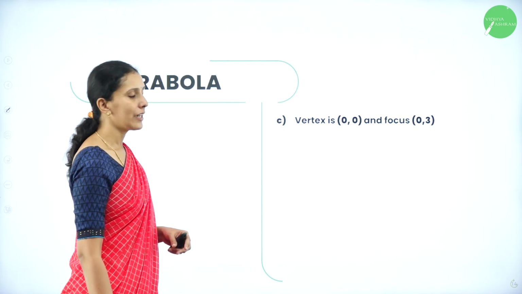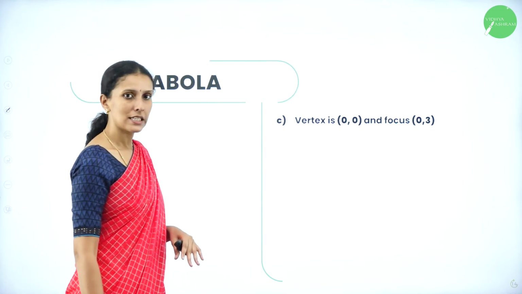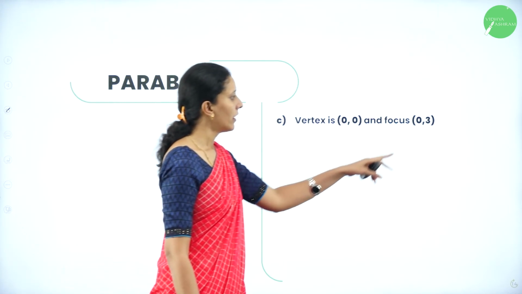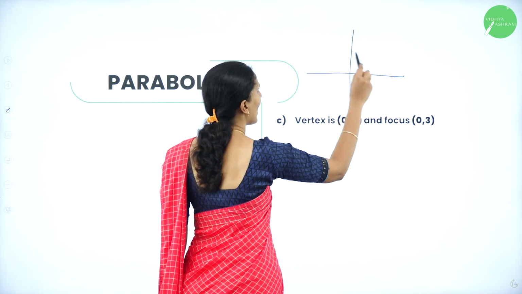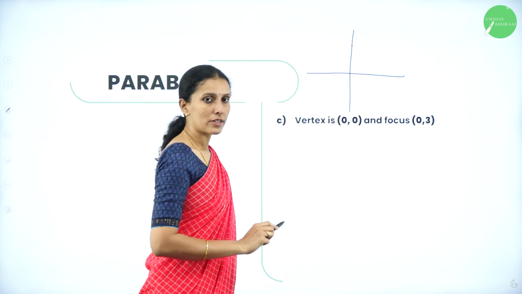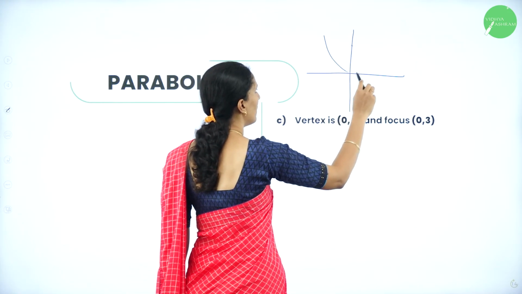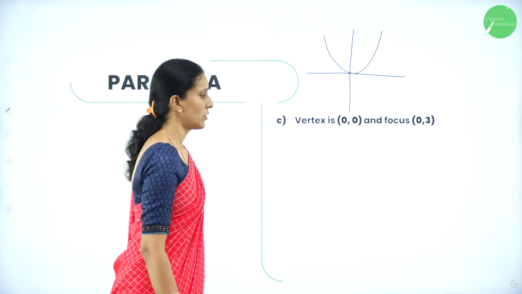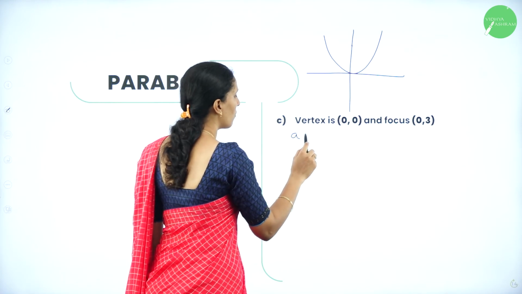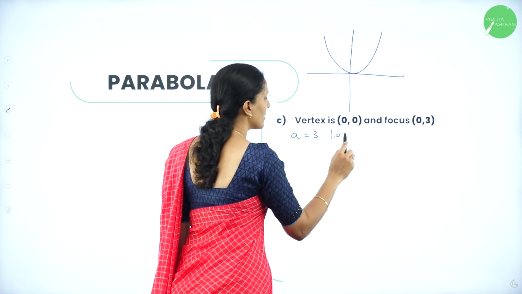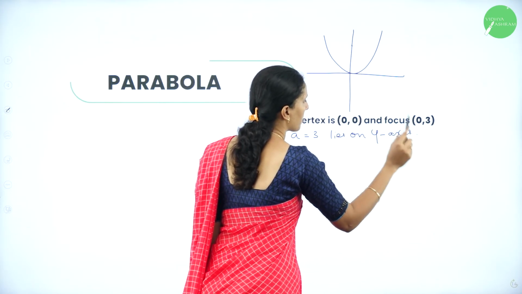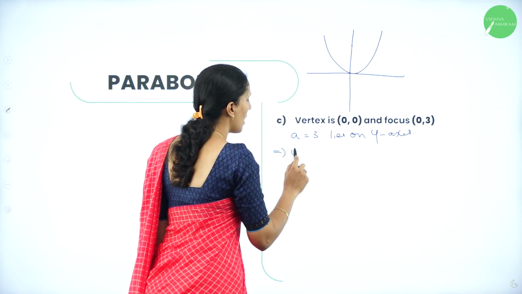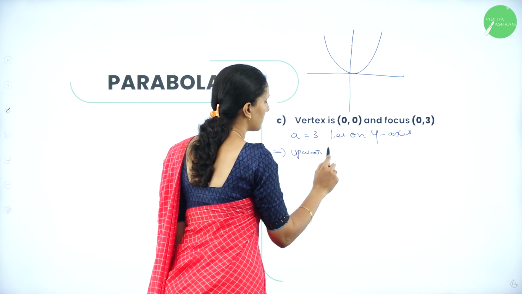Next, vertex is given, focus is given 0, 3. Y value is positive. So, that means the focus lies on the positive side of the y-axis and it is an upward parabola. So, a is equal to 3 lies on the y-axis. So, this implies an upward parabola.